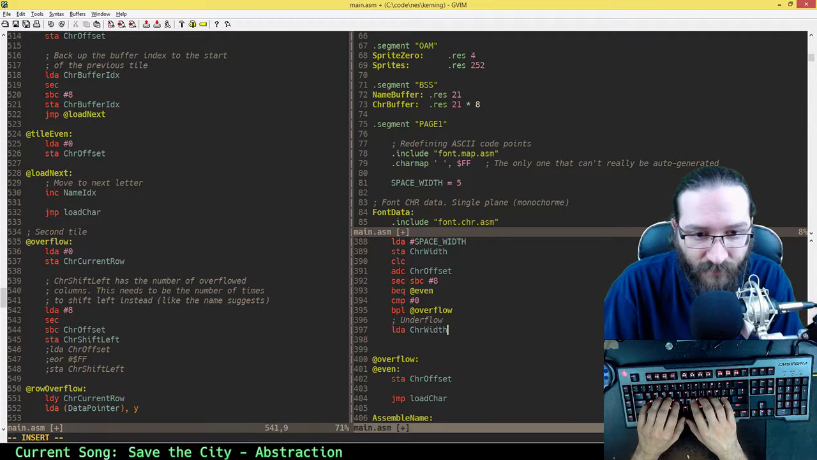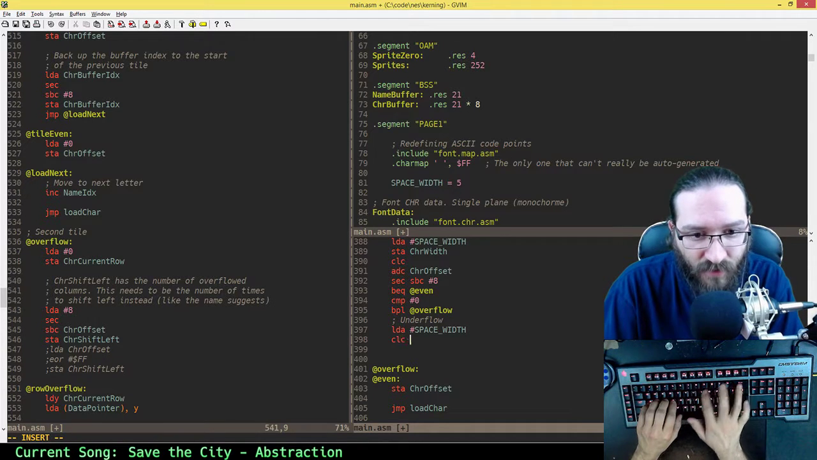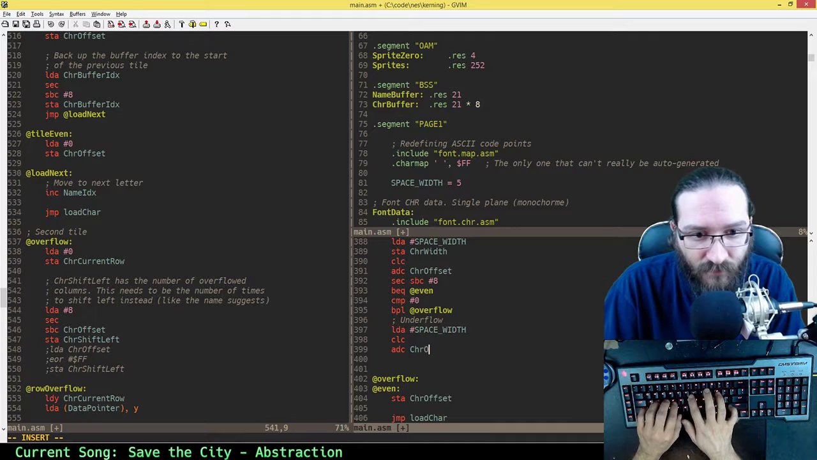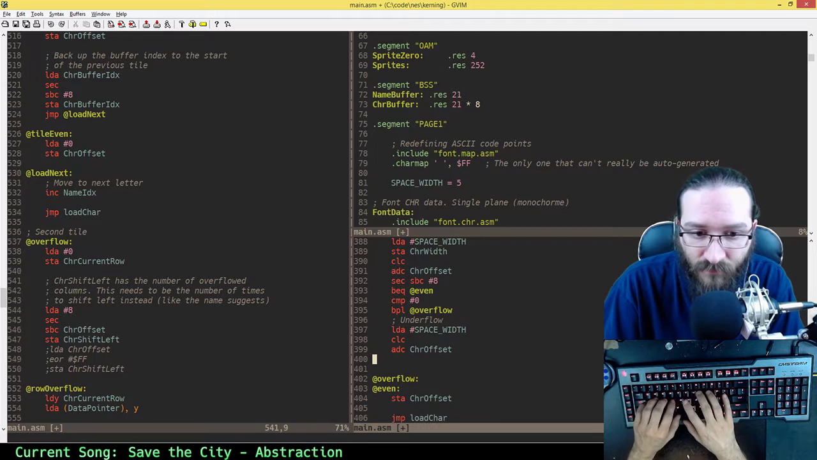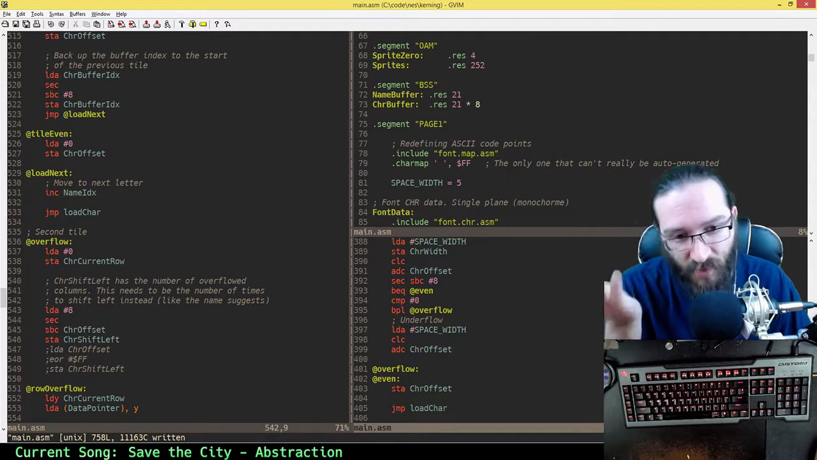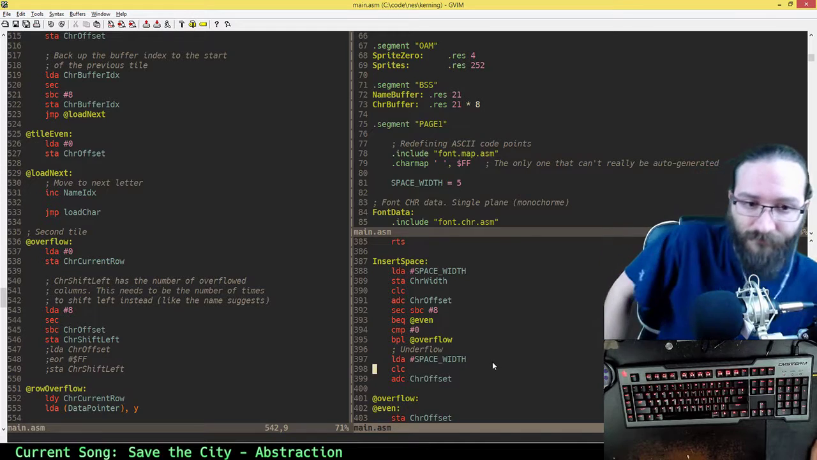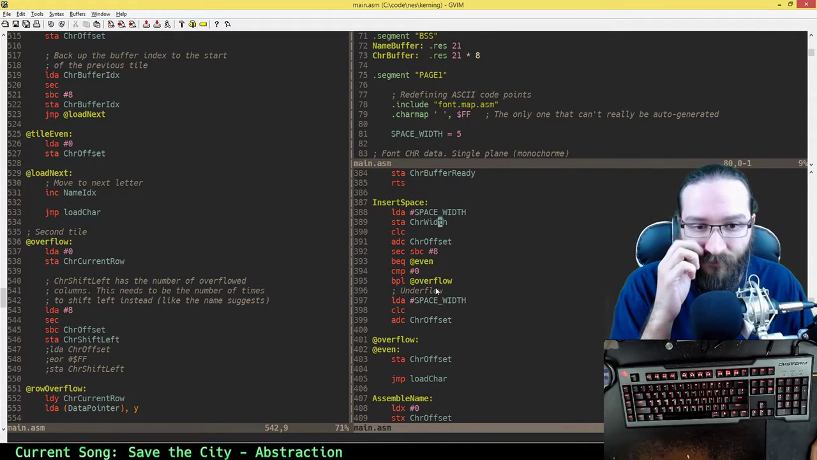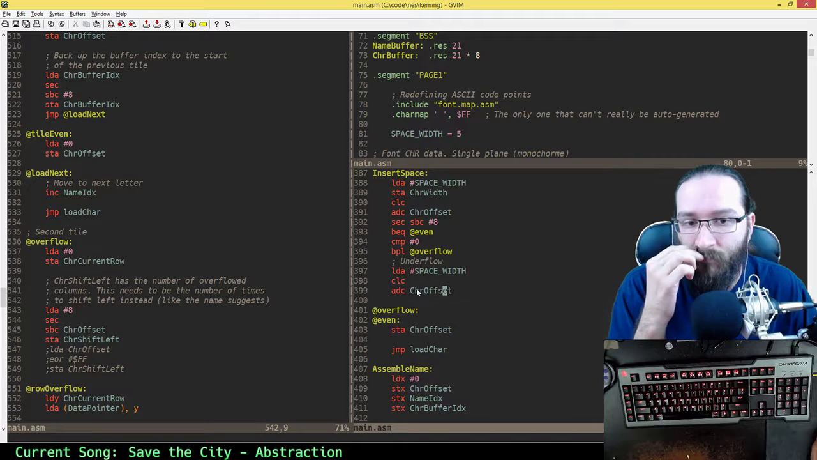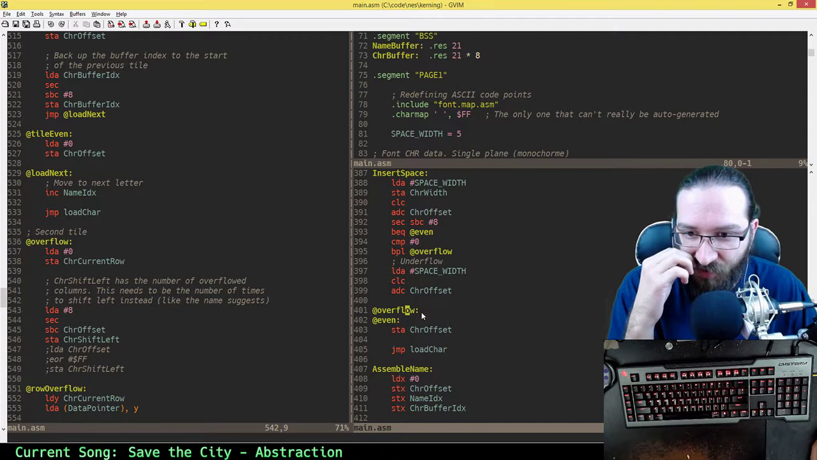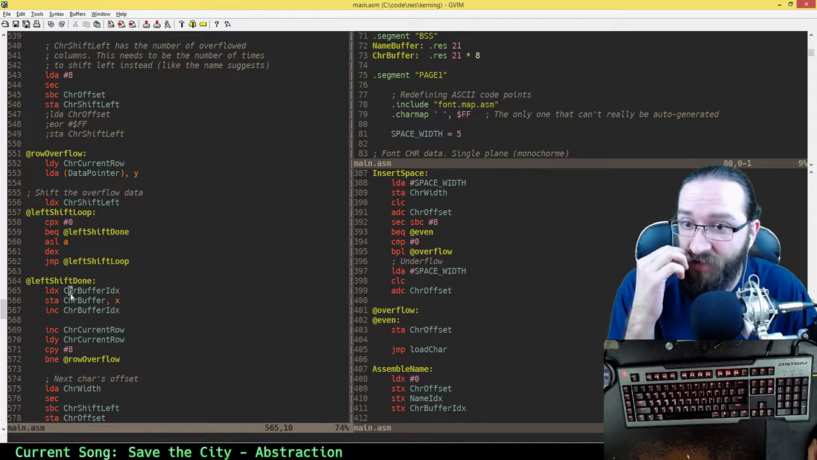And this one is going to be load the width. Clear carry, add carry, add the offset. Yeah. This is gonna be. Right? Yeah, so underflow doesn't change the tile. Overflow and even do change the tile that we're on, the CHR buffer index.